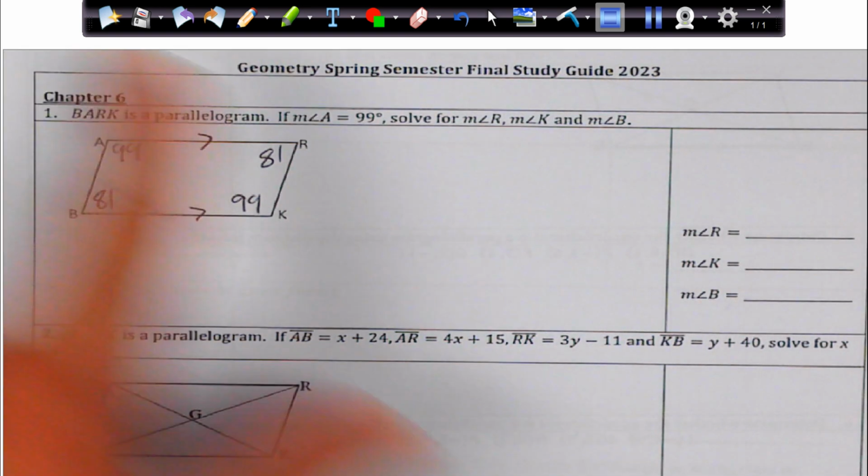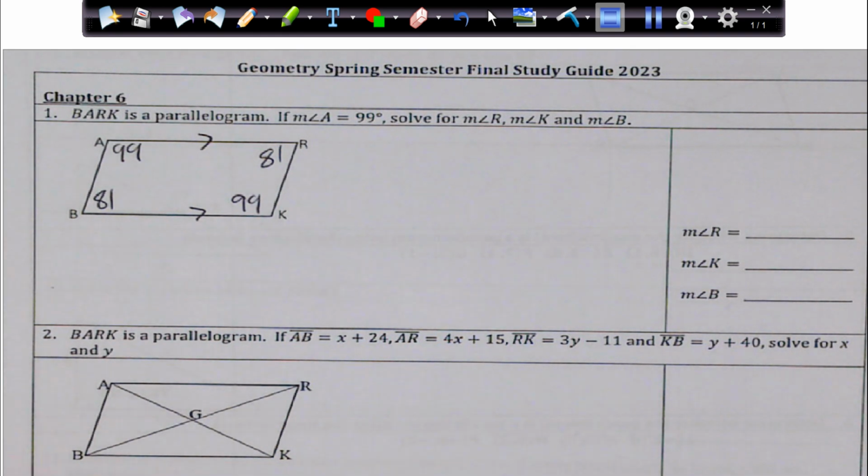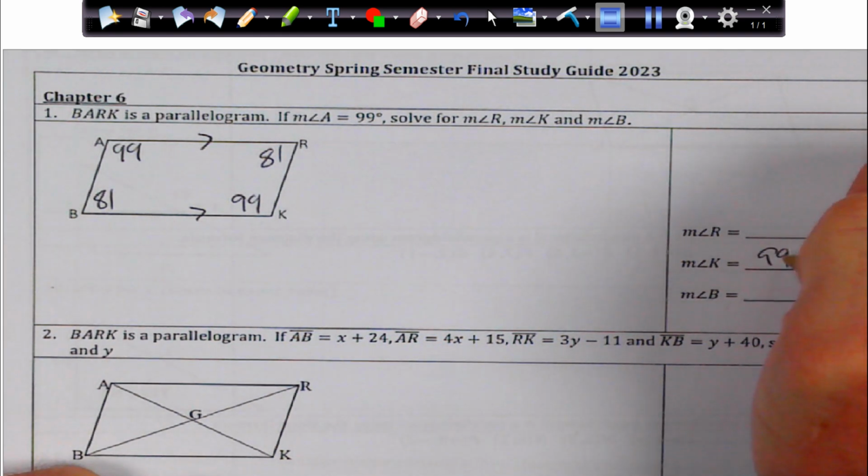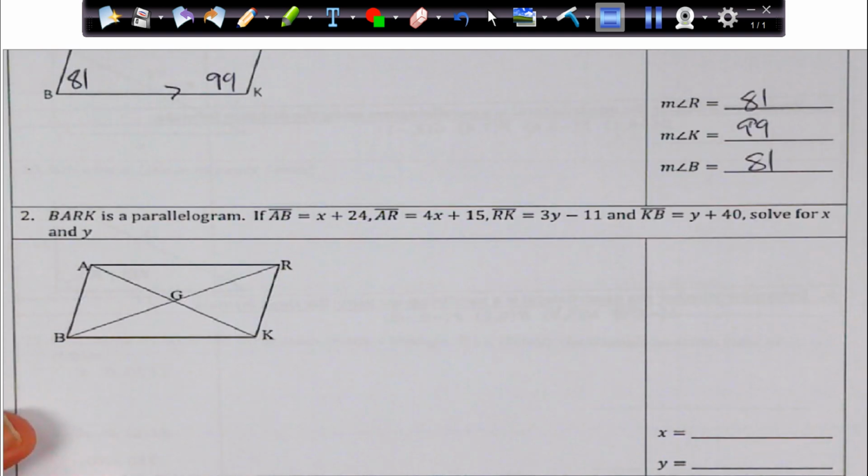So it means opposite angles in a parallelogram are congruent. So there you go. K is 99, R is 81, B is 81. All right, moving on.